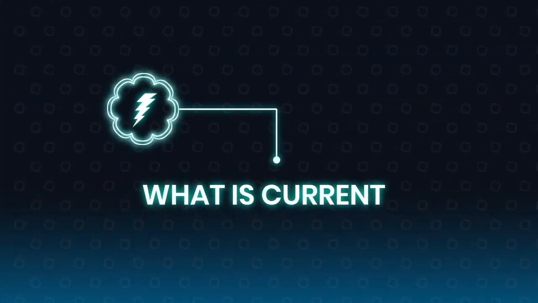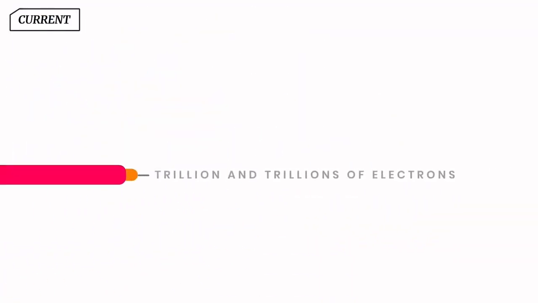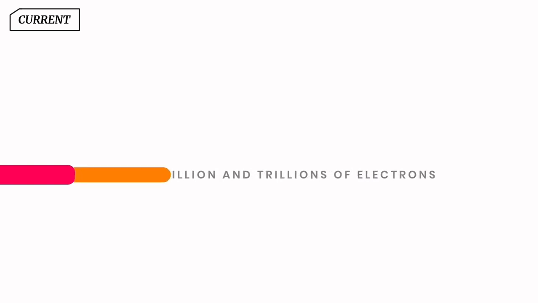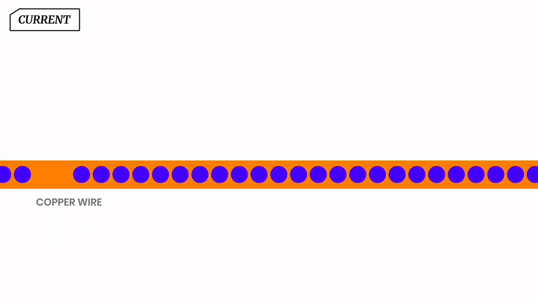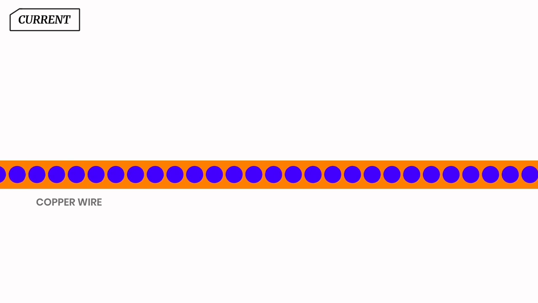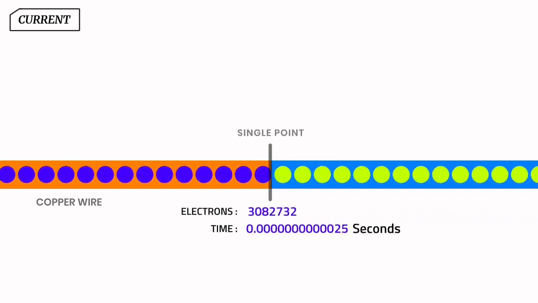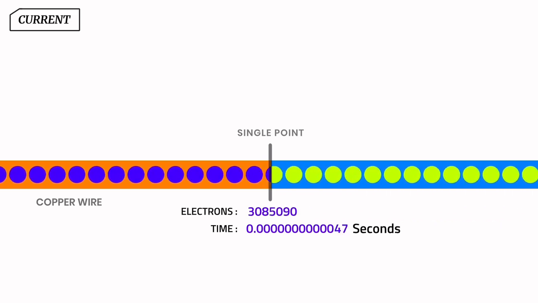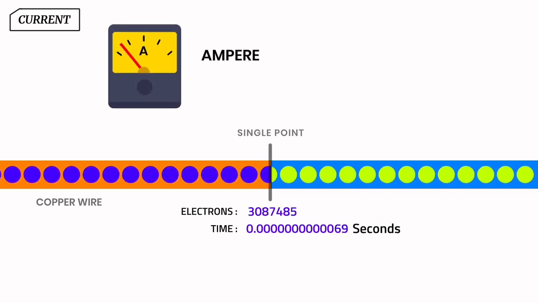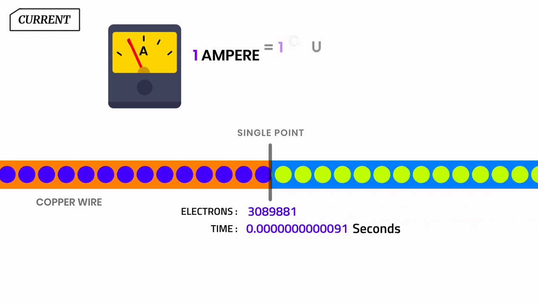So what is electric current? A simple small copper wire contains trillions and trillions of electrons. In a complete closed circuit, electrons move in one direction. If we look at a single point, we can calculate the number of electrons passing through this point per second. Current is measured in amperes. 1 ampere is equal to 1 coulomb.